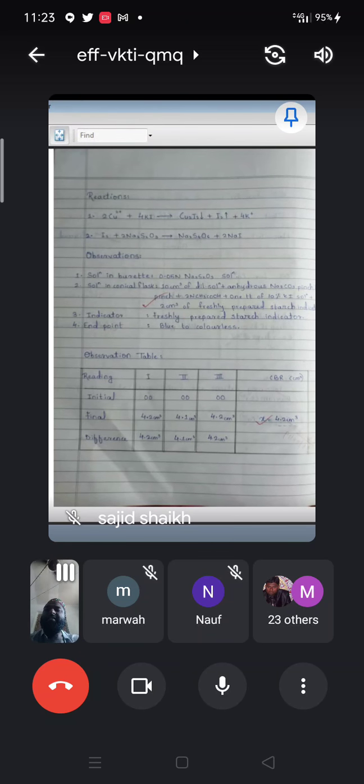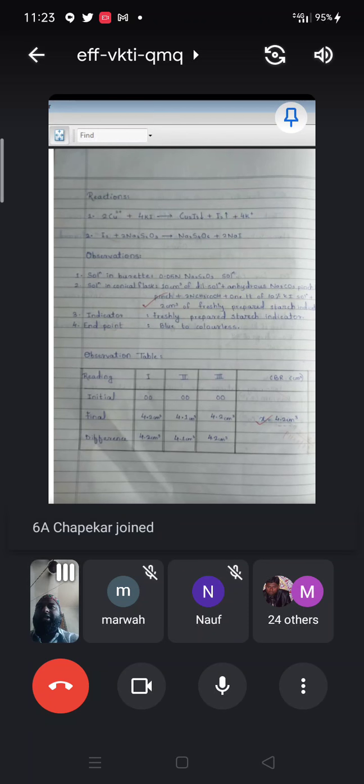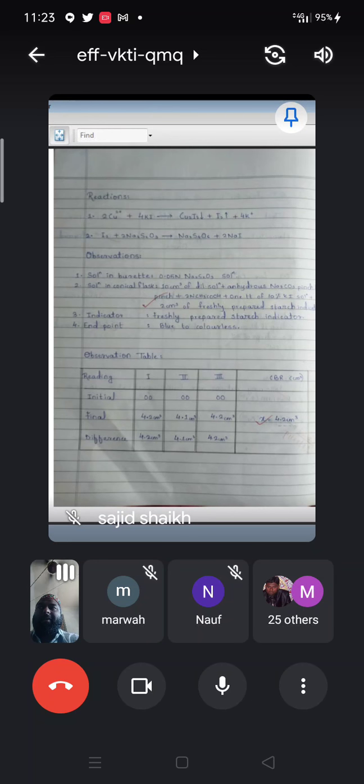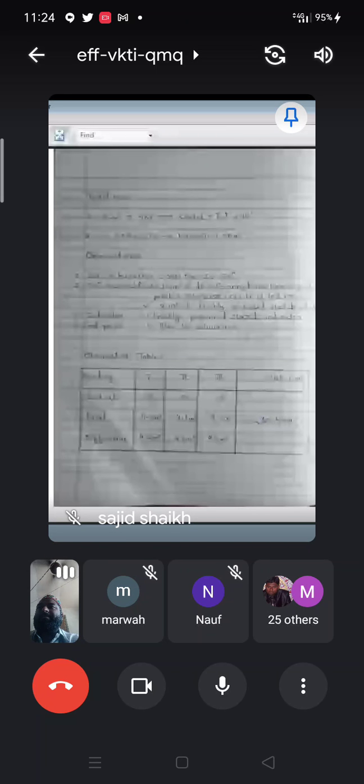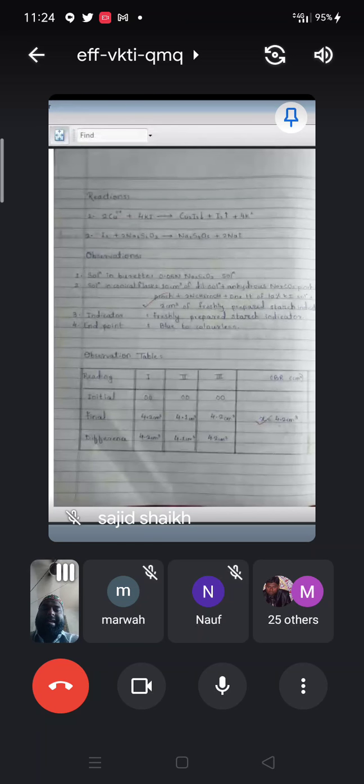Then the observation. For the titration, generally we write the observations: solution in the burette, solution in the conical flask, indicator, endpoint. The solution in the burette is nothing but the sodium thiosulfate solution. Its normality is 0.05 normal. Then the solution in the conical flask is 10 cm cube of the diluted solution plus anhydrous sodium bicarbonate, sodium carbonate, plus 2 normal acetic acid plus 1 test tube 10% KI, plus indicator. The indicator is a freshly prepared starch indicator. The end point will be blue to colorless.